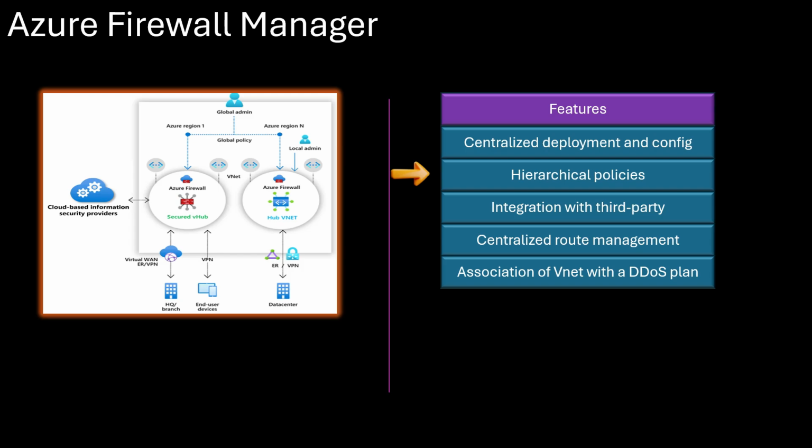Using Firewall Manager, you can create global security policies that apply to all firewalls while allowing local policies for specific teams or departments. You can extend your security beyond Microsoft built-in protections by integrating with third-party network security providers, and that capability is also provided by Firewall Manager. Managing routes manually is time consuming, but Firewall Manager automates this process, ensuring that traffic flows through the correct security appliances. And using Firewall Manager, you can link your firewall protected networks with Azure DDoS protection, which will help mitigate large scale attacks before they reach your applications.